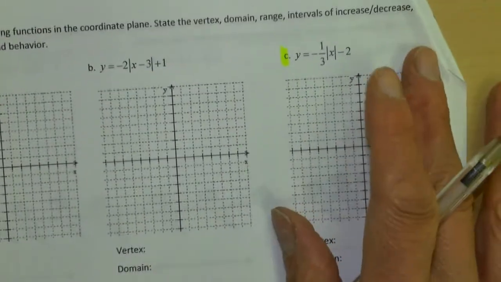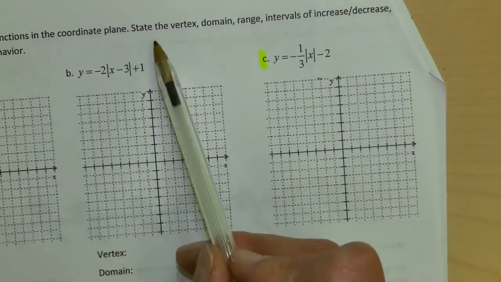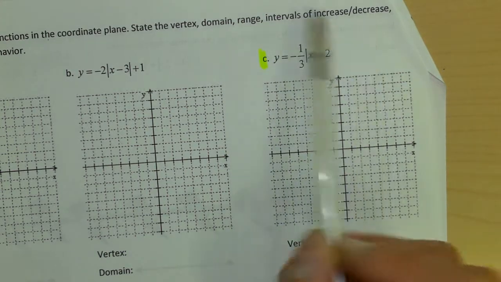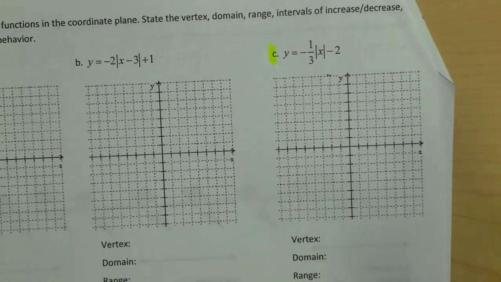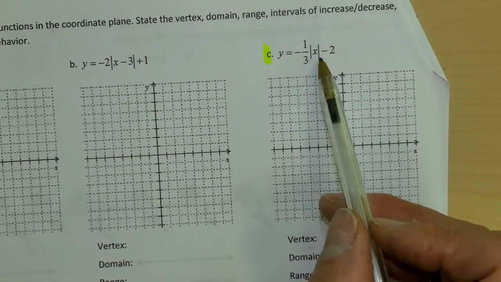Let's look at page 4, looking at C. It's asking me to state the vertex, domain, range, intervals of increase, and then describe the end behavior. We're not going to do end behavior. So let's go ahead and graph this function.